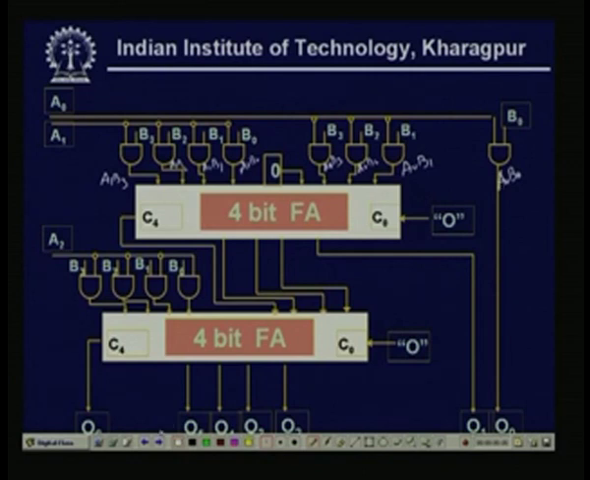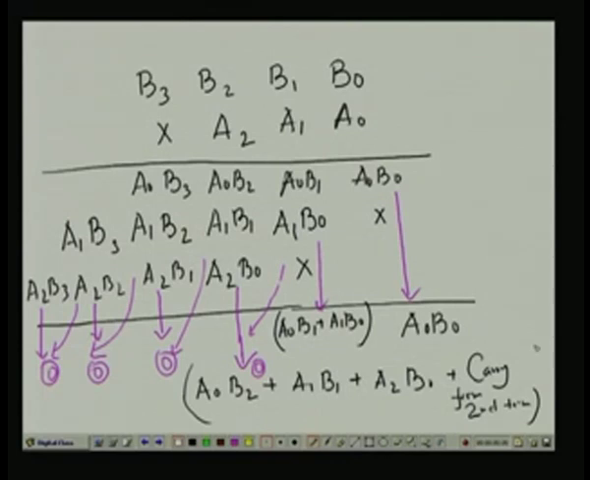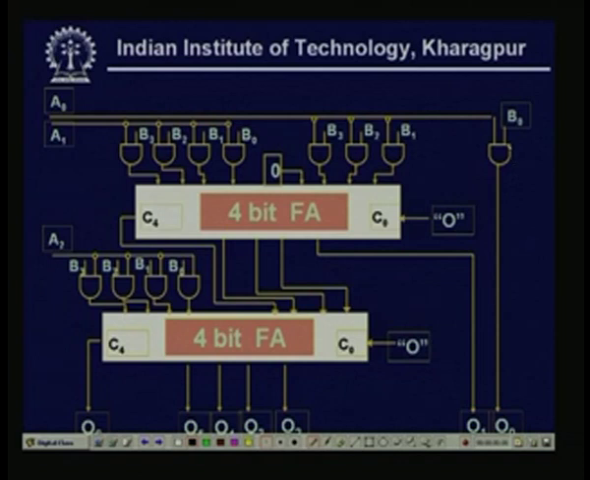We remember the first term, this was my first term, A0 B0, it will be as it is. So, this is my A0 B0 term, it will be as it is, giving the LSB of the output. So, this is my O0.